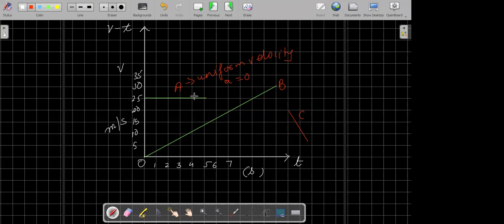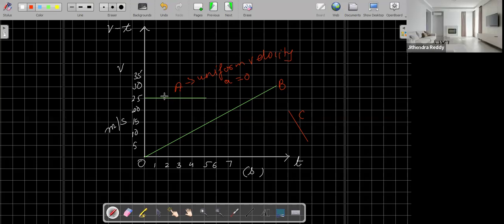Now the same graph in the position time axis gave different information. In the position time graph, a straight line parallel to the time axis means the object is stationary. But here, a graph parallel to the time axis shows that it is moving with a constant velocity. It doesn't show the object to be stationary.